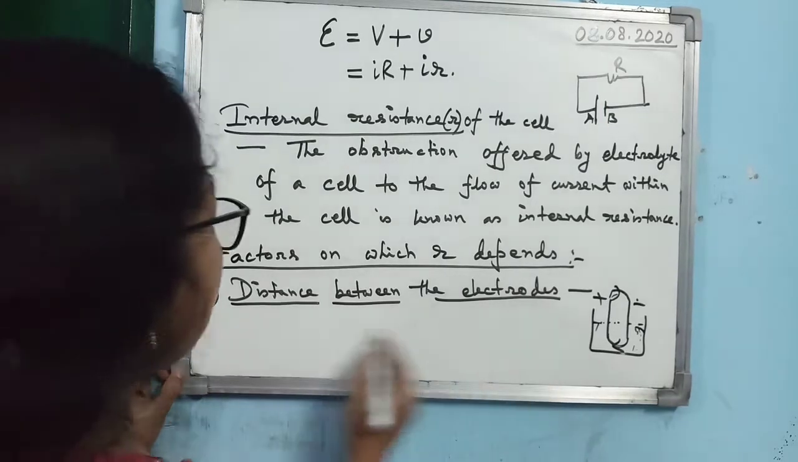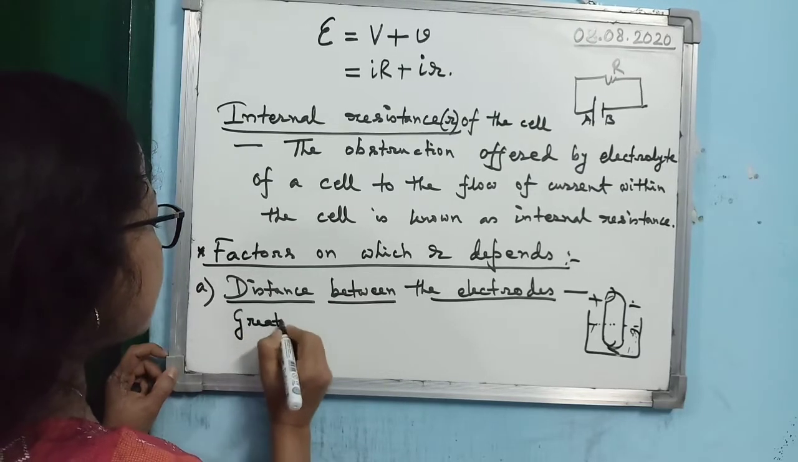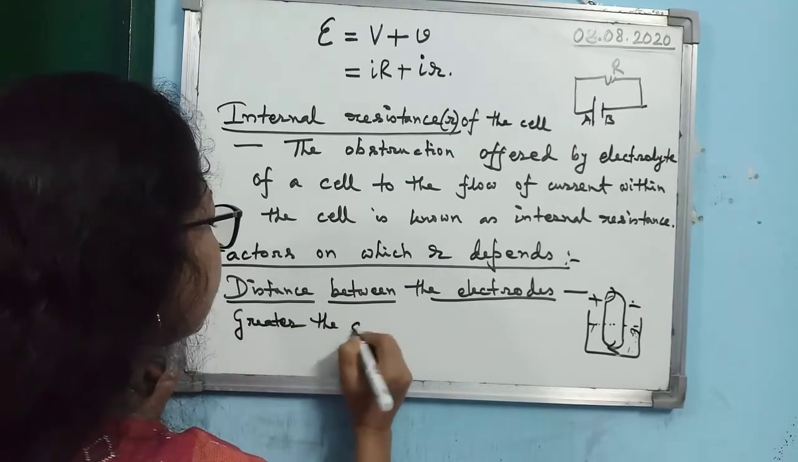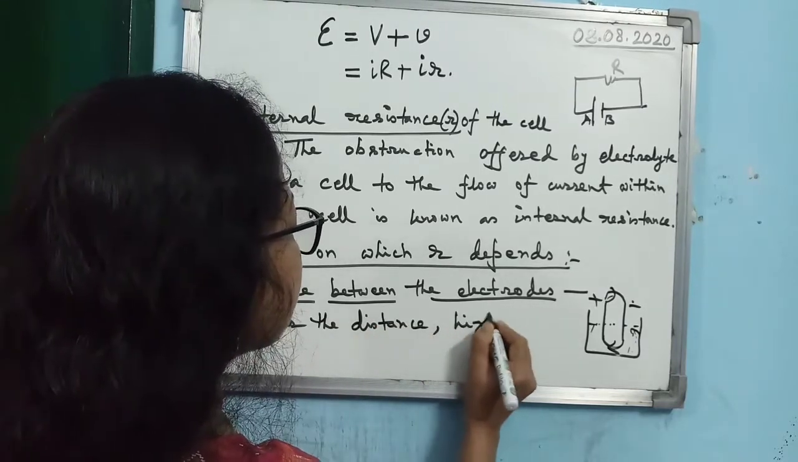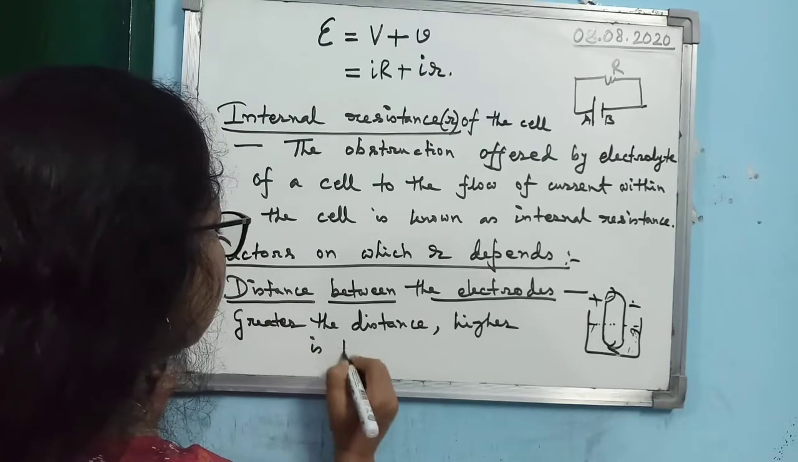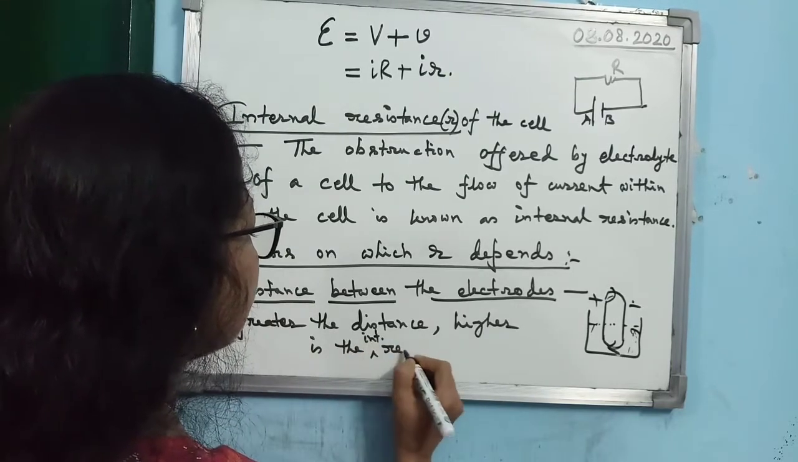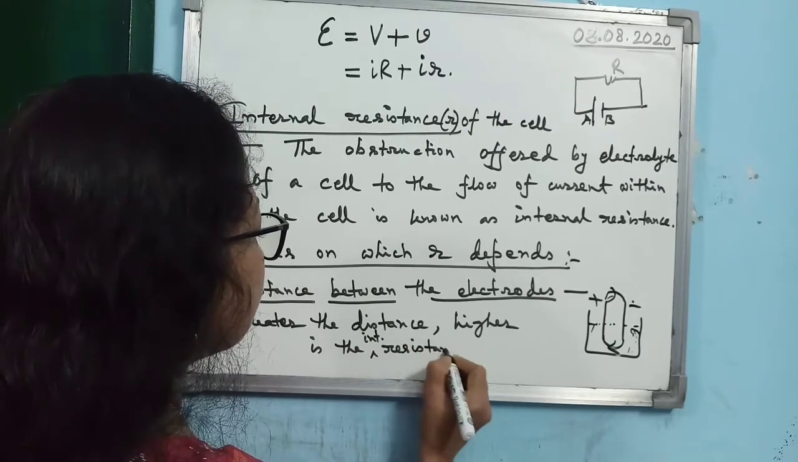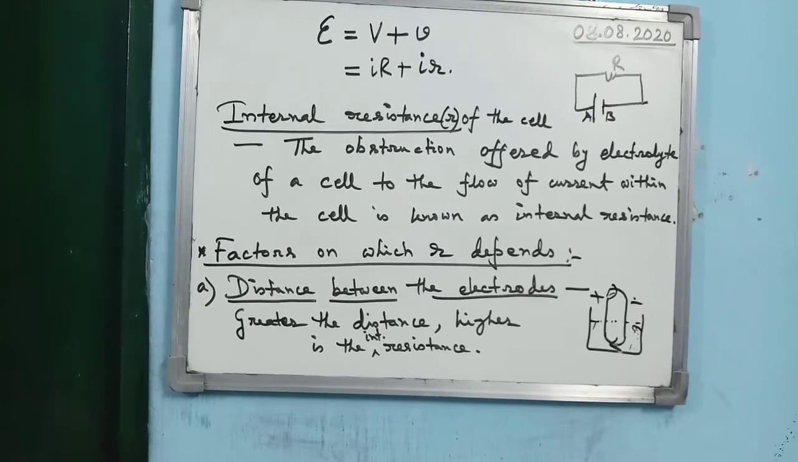So it will offer more resistance to the flow. So what can you write? How does it depend? Greater the distance, higher is the internal resistance. You don't have to write the reason that I have explained. Just write down how it depends: greater the distance, higher is the resistance.